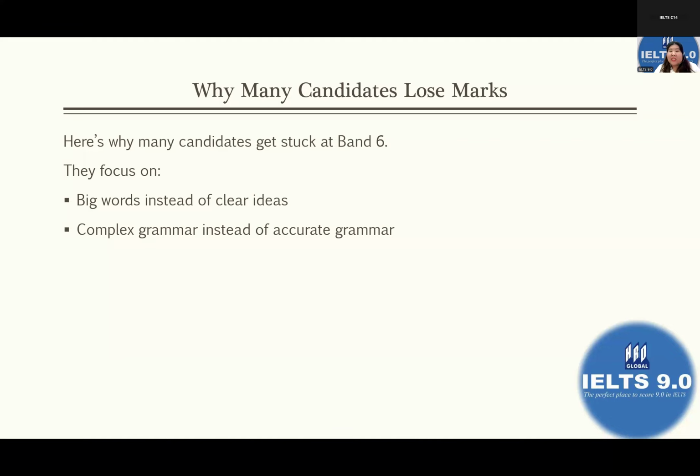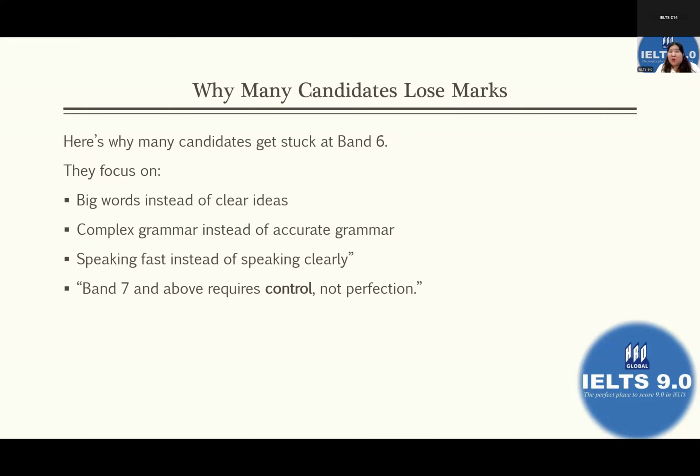They try to speak fast instead of speaking clearly. For example, a candidate rushes through answers, mispronounces words, and does not organize ideas logically. Speaking slightly slower with clear pronunciation leads to better understanding and a higher band score.